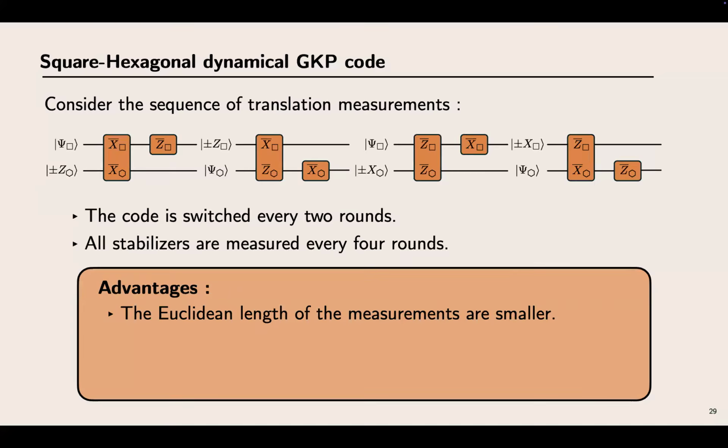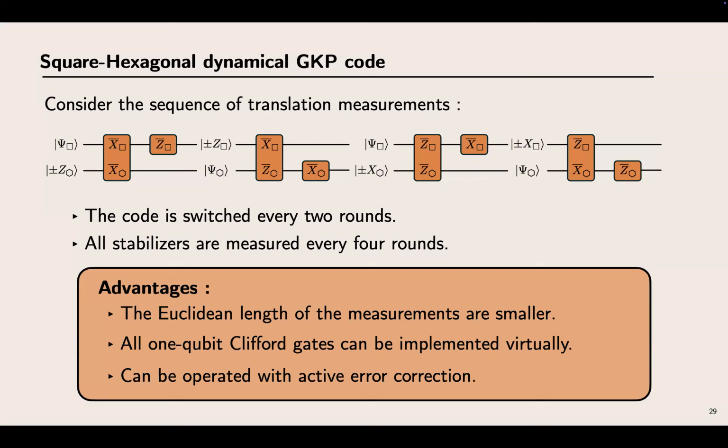And so in this case, we get a few advantages. These measurements are smaller than the ones we would do if we were to measure X square or Z square. So we get this reduction in weight of the operator. We get all 1-qubit Cliffords virtually, and we're also doing error correction at the same time. So it's all inclusive, and it looks perfect to be included in a concatenated code because now you can do all single qubit gates for free.